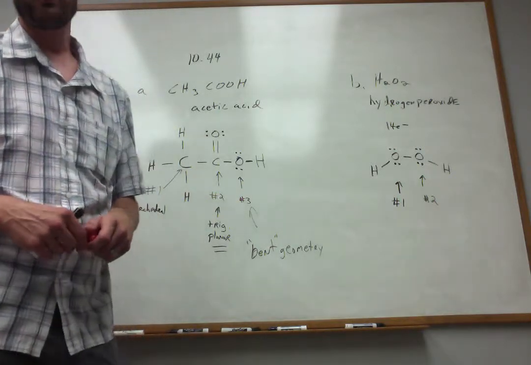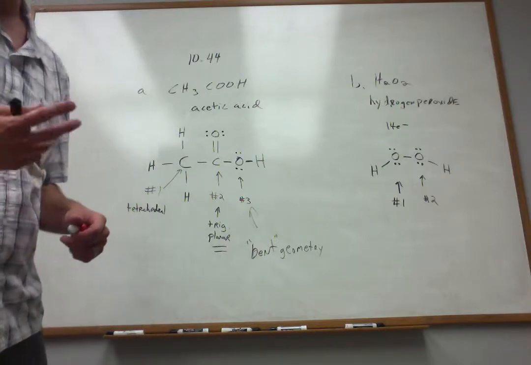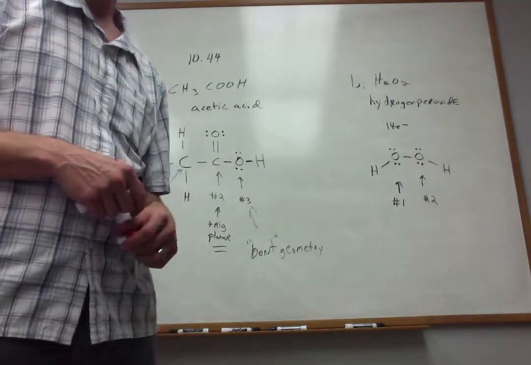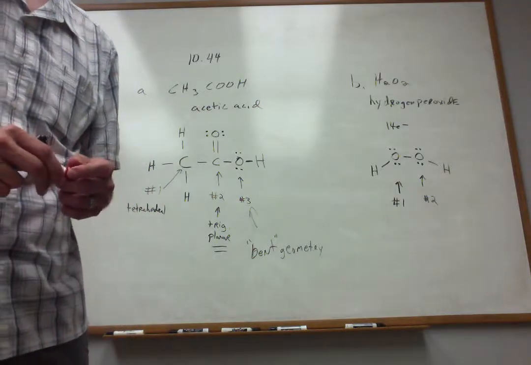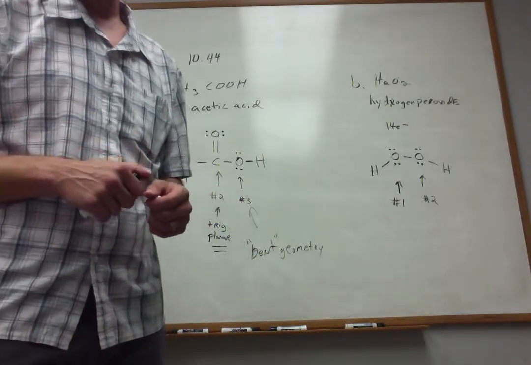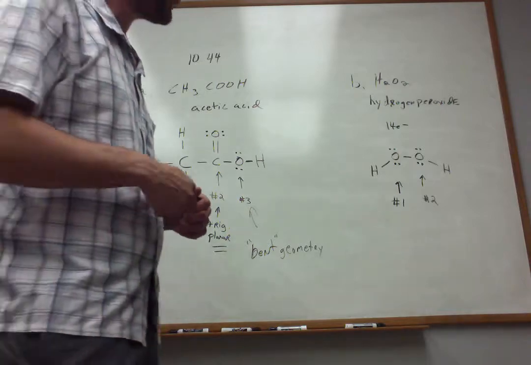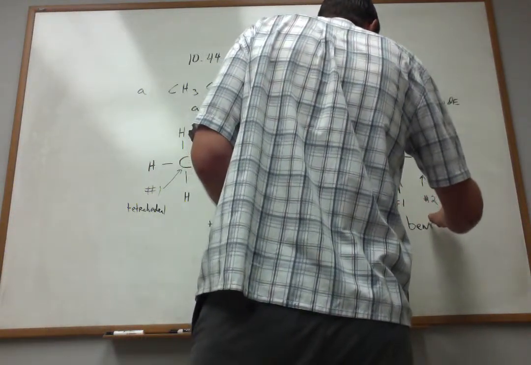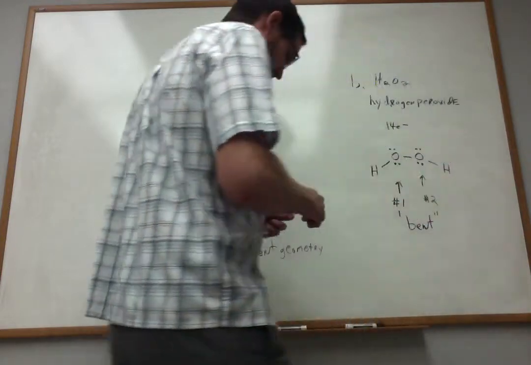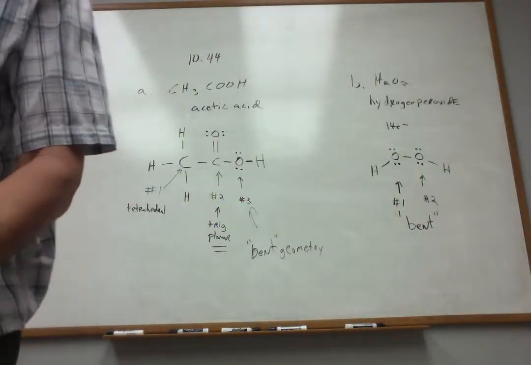So what would be that shape then? Well, they have 4 regions of electron density. So as a consequence of having 4 regions, we're in that tetrahedral base family. But 2 of them are lone pairs, okay? So as a result, we have what's referred to as the bent structure, okay?